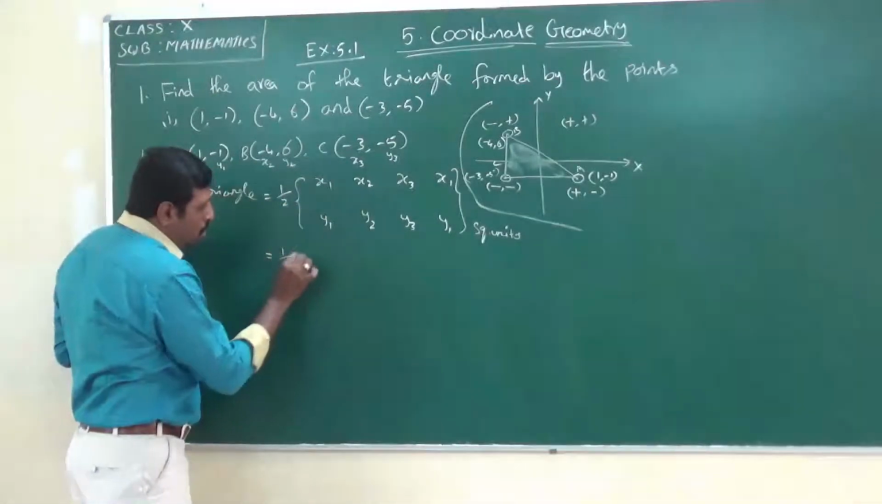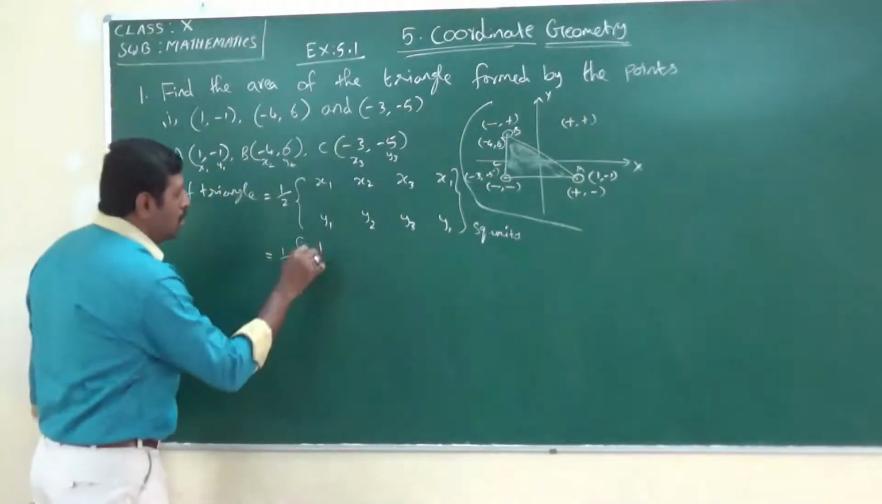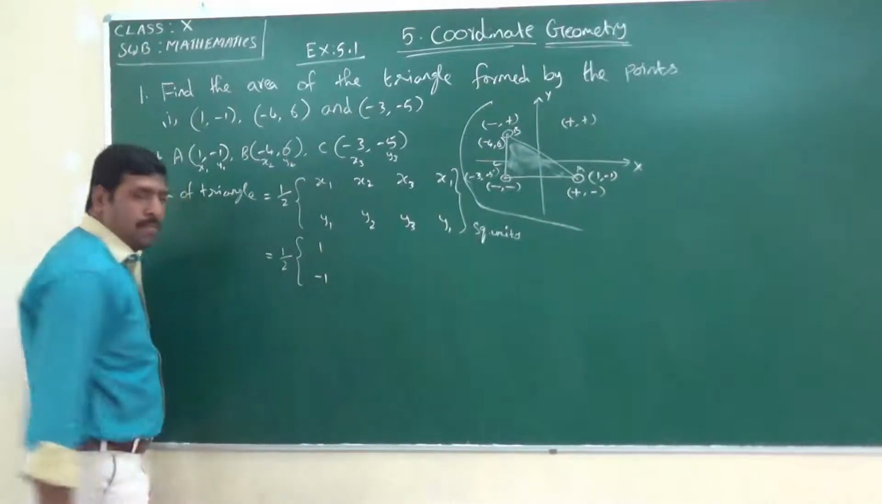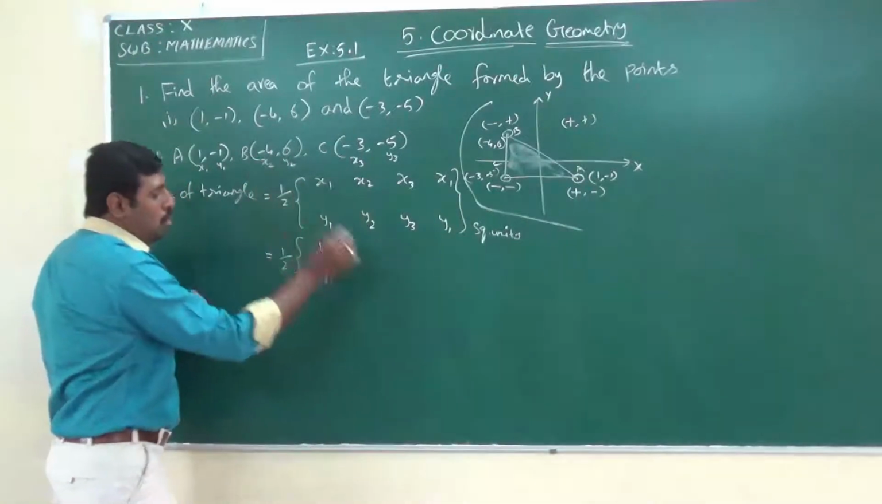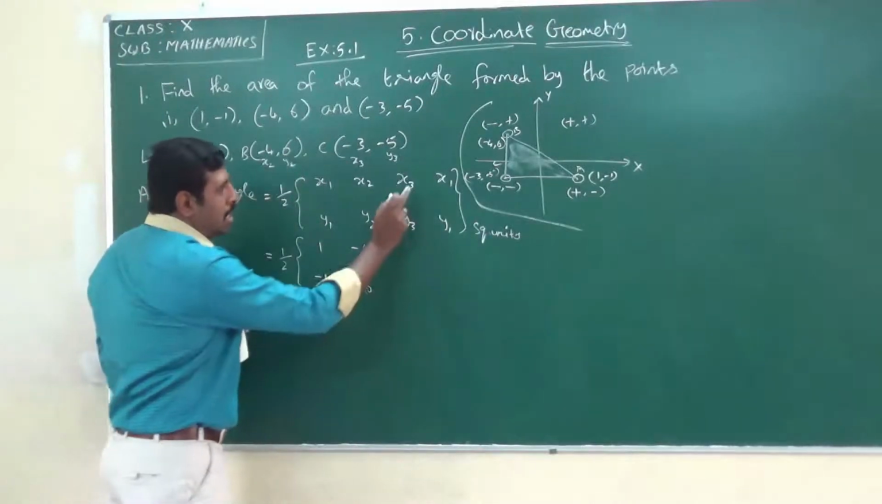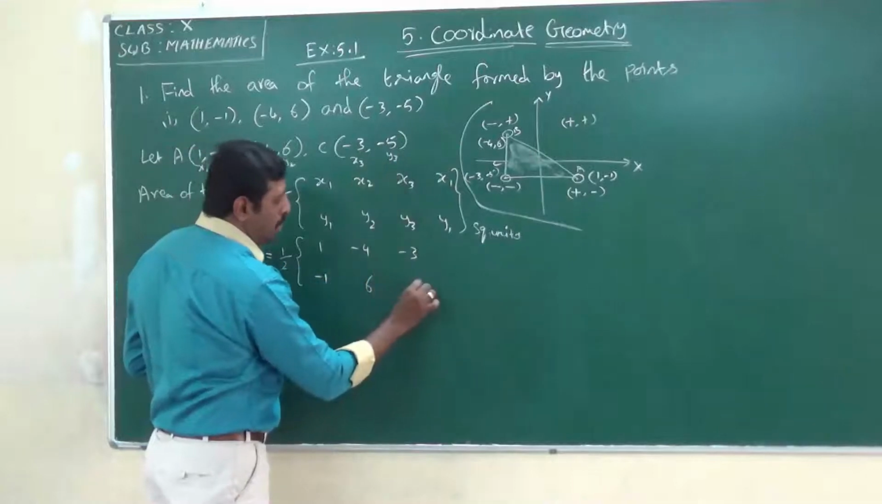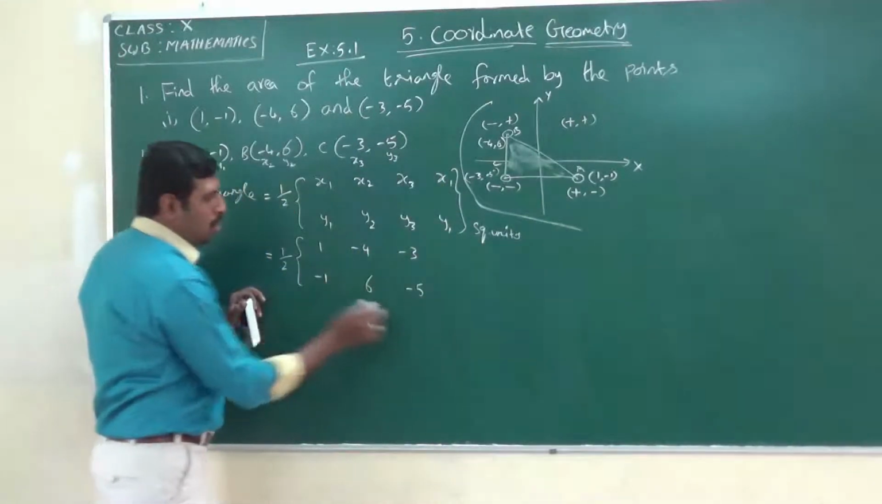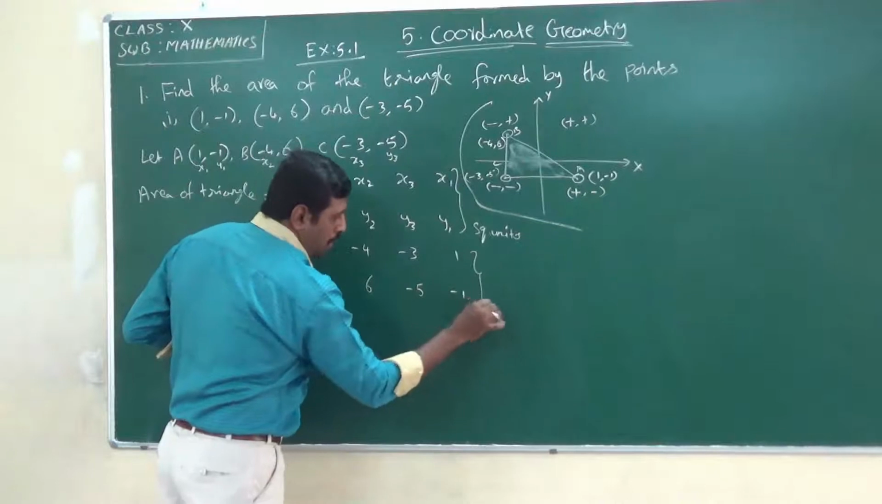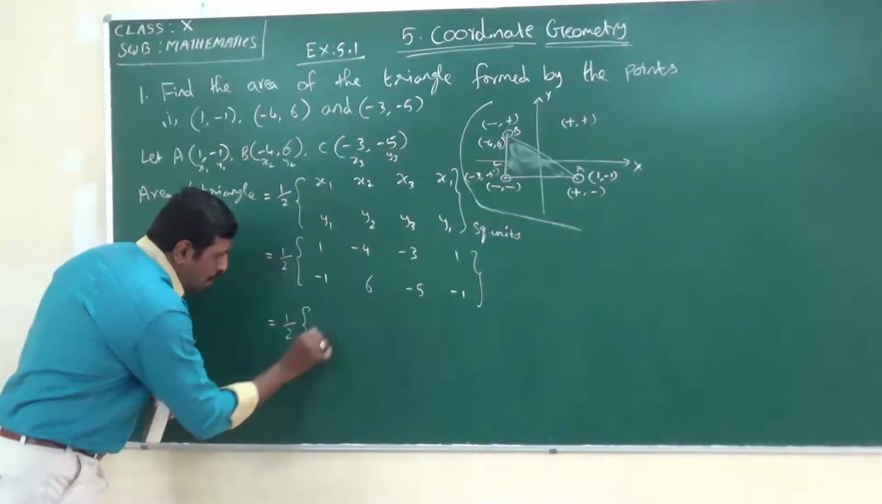Now this term is equal to half into, what is x1? See, x1 is equal to 1, y1 is equal to -1, and then x2 is equal to -4, y2 is equal to 6, x3 is equal to -3, y3 is equal to -5, again x1, y1, that is 1 and -1. Now we have to multiply the terms.